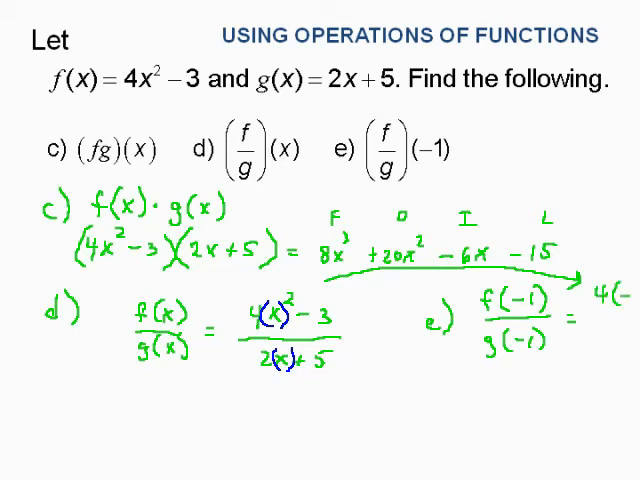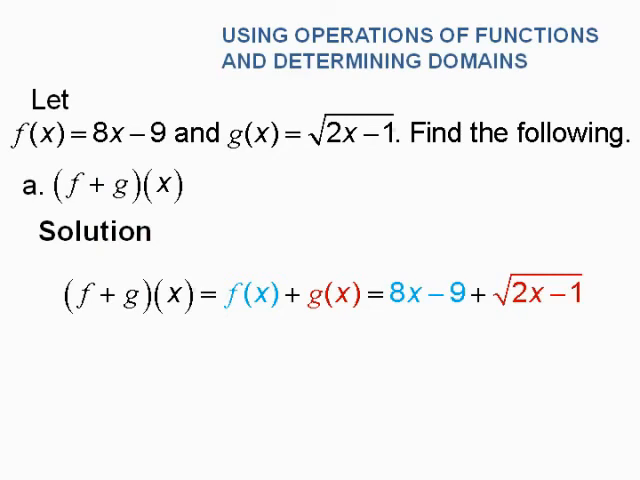And we're going to get 4 times negative 1 squared minus 3 over 2 times negative 1 plus 5. So the top, we get negative 1 squared is positive 1 times 4 is 4 minus 3, over the bottom is negative 2 plus 5. So part E ends up with the answer 1/3. So again, when you use polynomials and you're adding, subtracting, multiplying, and dividing, you get polynomial answers. When substituting numbers, you get numerical answers.